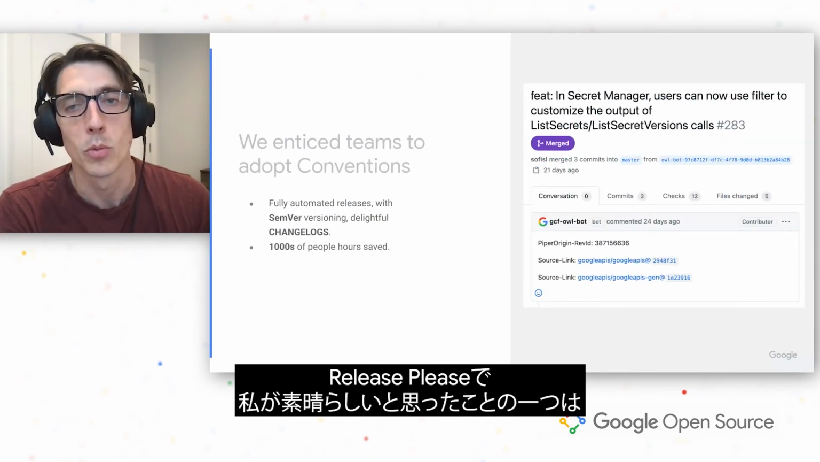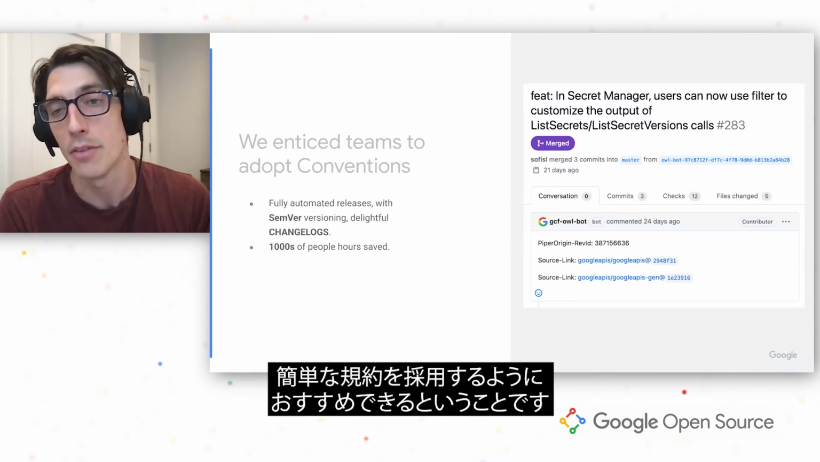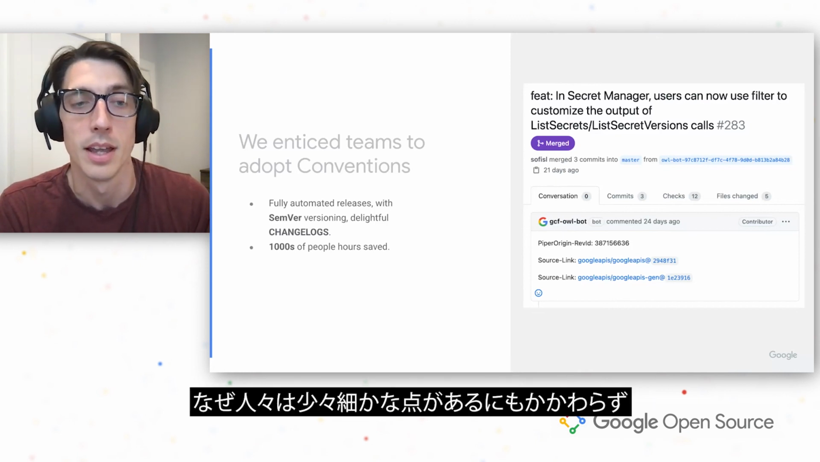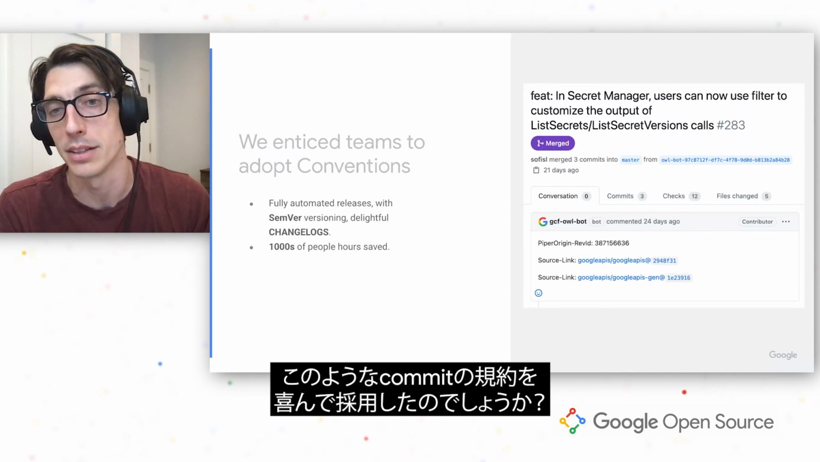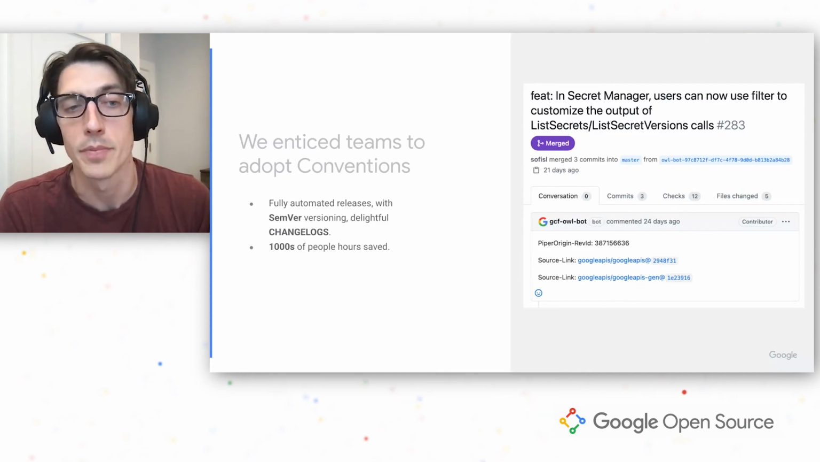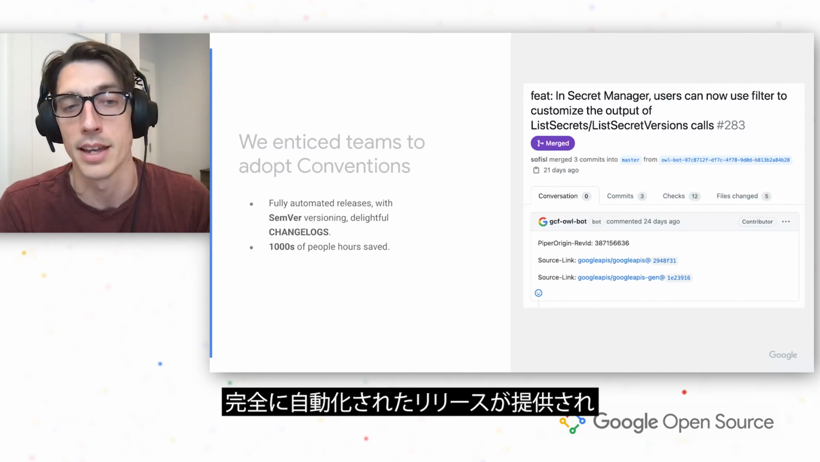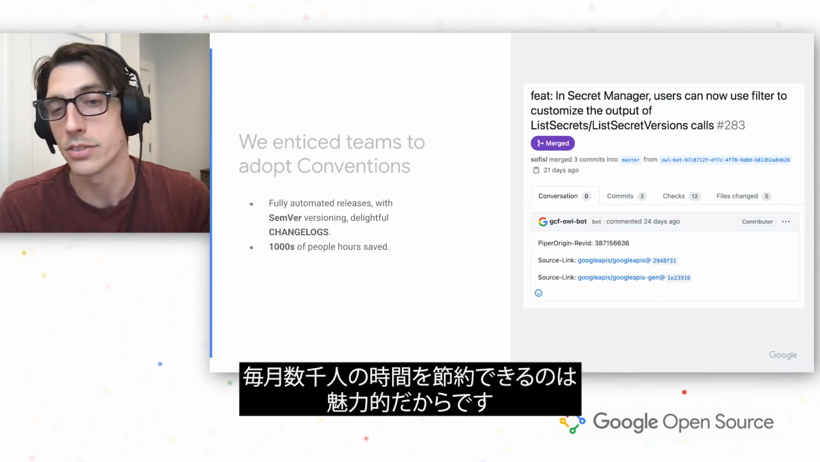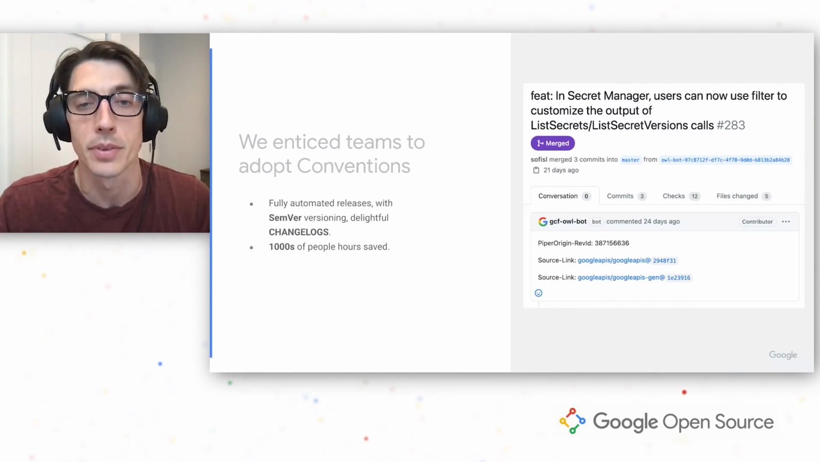So one of the other things that I thought was really great about Release Please was we showed that we were able to entice teams to adopt some simple conventions if we could show that it was beneficial enough to them. So why were people willing to adopt these commit conventions, even though it can be a little pedantic? Because it gave them fully automated releases with changelogs and semantic versioning. And also it's compelling that we're saving thousands of people hours each month.